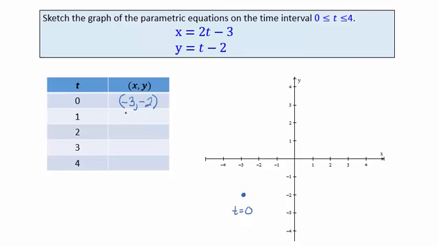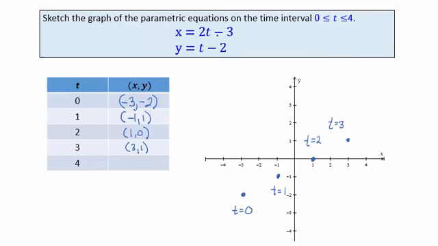At t equals 1, we would calculate the next point that our curve goes through. And we would get the ordered pair negative 1, 1. And so after 1 second, our curve will be about right here. At t equals 2, we plug t equals 2 into our equations. We would get the ordered pair 1, 0, and we would be right here at t equals 2. At t equals 3, we would get the ordered pair 3, 1. And we'd be about right here on our curve.